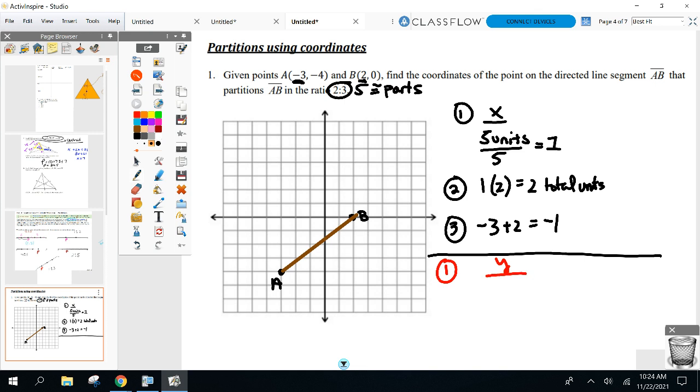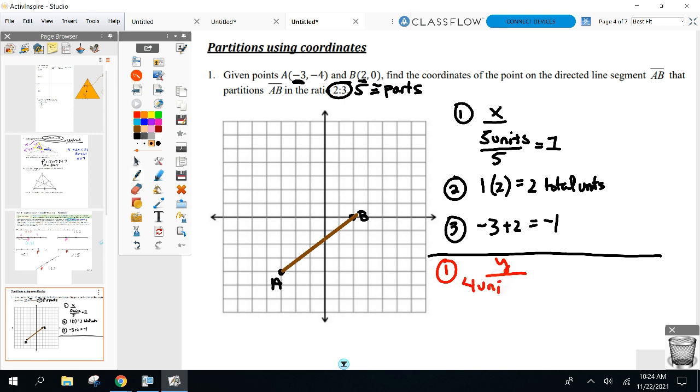Now go to your y coordinates. Count if you need to, or do it from -4 to 0. How many units from A to B on the y-axis now? On the y-axis, how many units am I going? 4, right? -4 to 0. Count it: 1, 2, 3, 4 units up. Or -4 to 0 is 4 units.